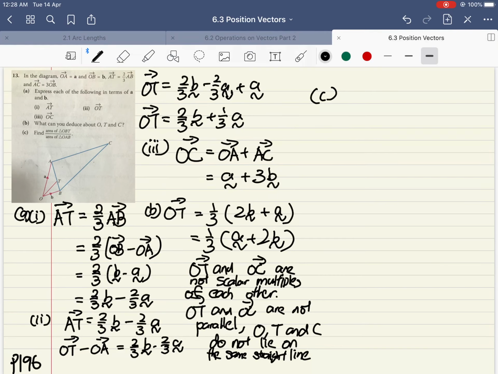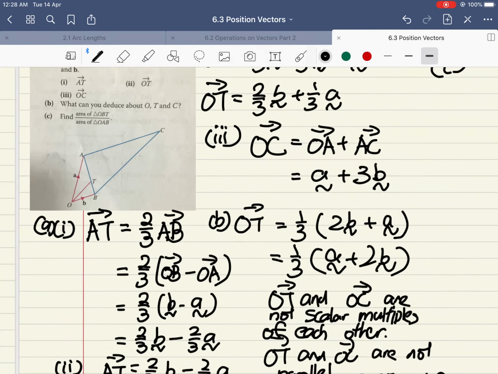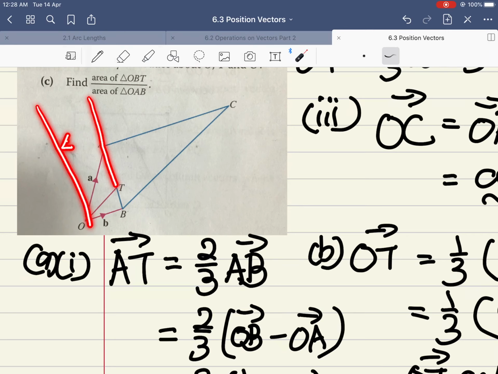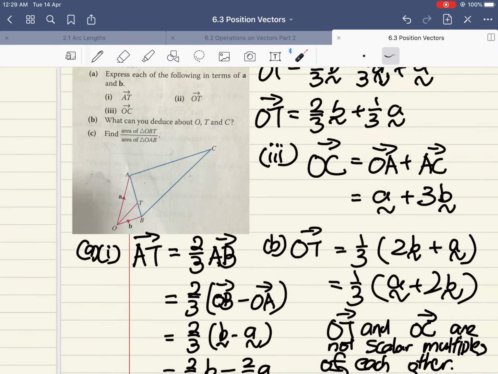Now we go on to part C. I know that we are trying to find the area of OBT to the area of OAB. First and foremost, can you identify what actually links triangle OBT to OAB? Are they similar triangles? In this case, I don't think so. They are actually triangles with the same height. If you can't see it, let me help you there. Over here and over here, they share the common height h.